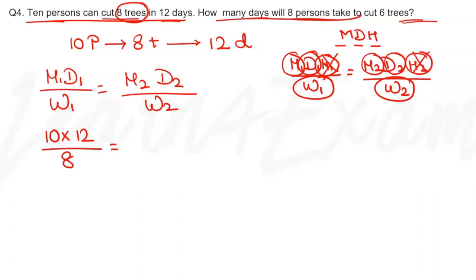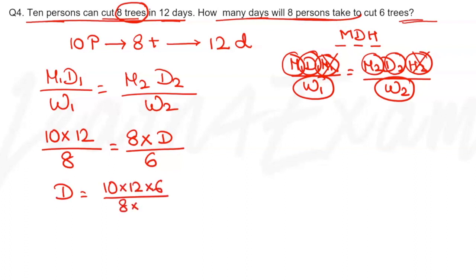Should be equal to 8 people. So, the number of men here is equal to 8. I do not know the number of days, so I'll keep that D. And the work is equal to 6. So, the value of D would be equal to 10 into 12 into 6 divided by 8 into 8.